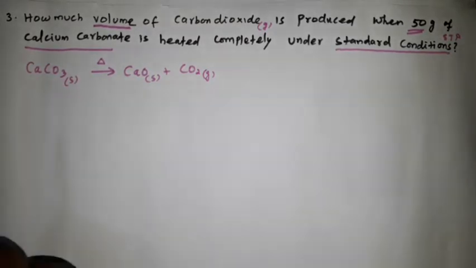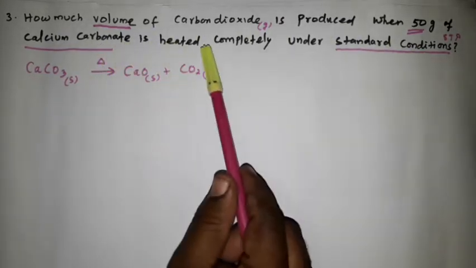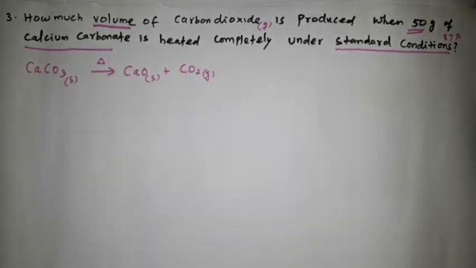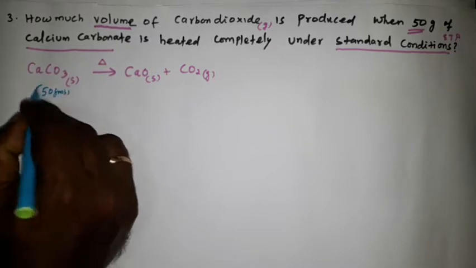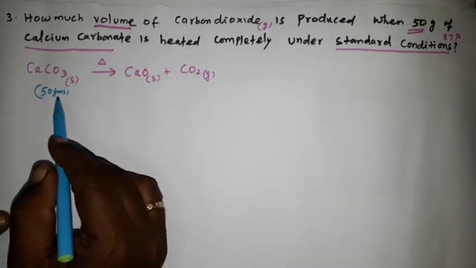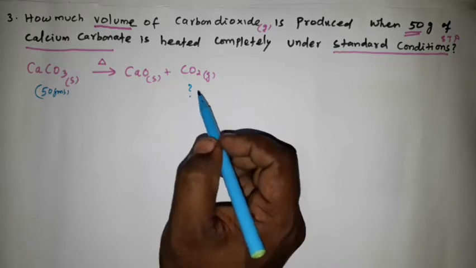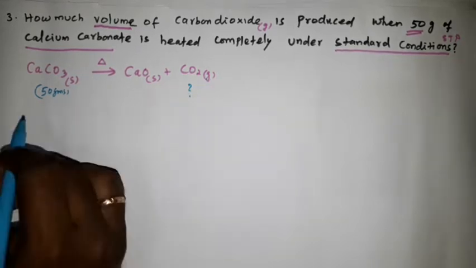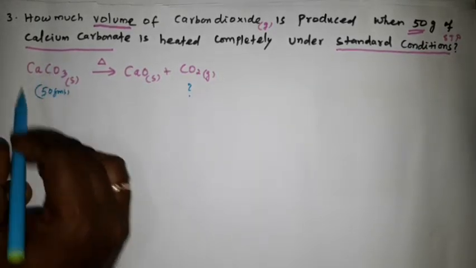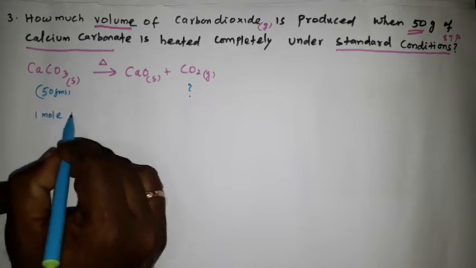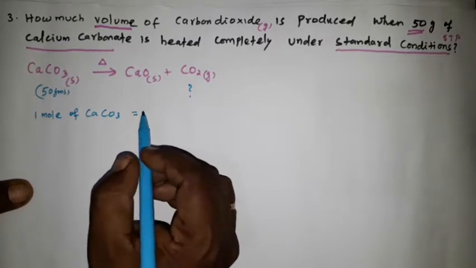Now the question says 50 grams of calcium carbonate is heated. So here you are taking 50 grams. The amount of calcium carbonate is 50 grams. When 50 grams of calcium carbonate is decomposed by heating, what will be the volume of carbon dioxide? See here, you check how many moles of calcium carbonate there are. This is only 1 mole. So what is the mass of 1 mole of calcium carbonate?